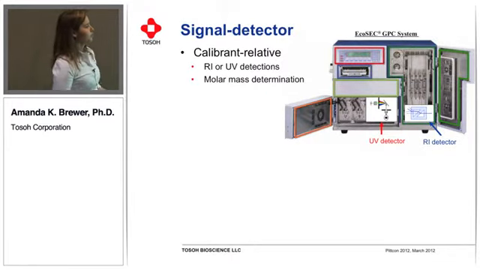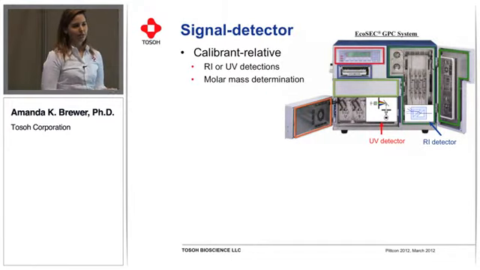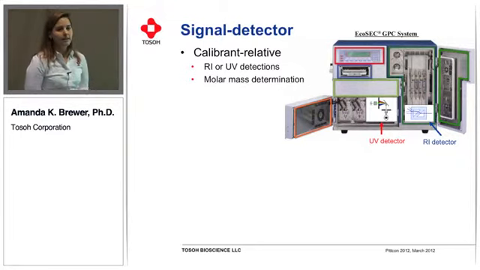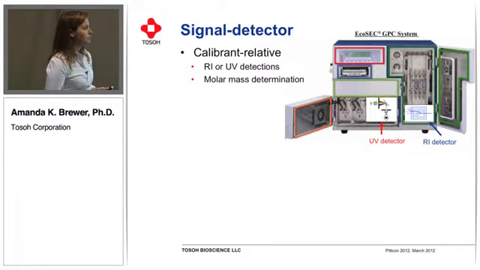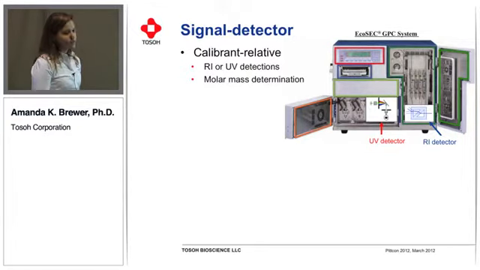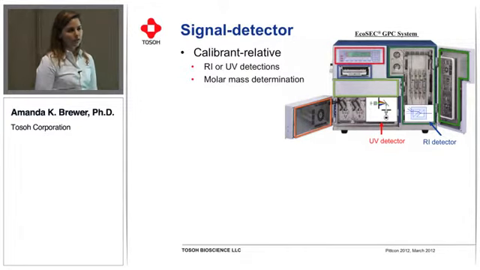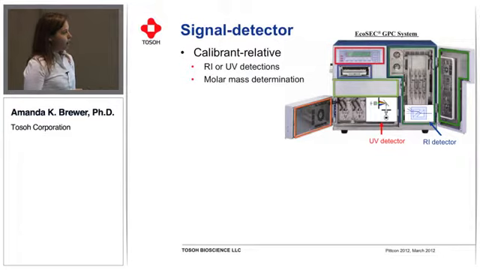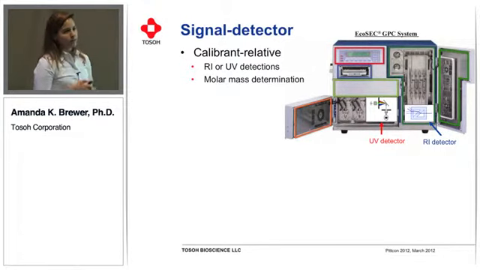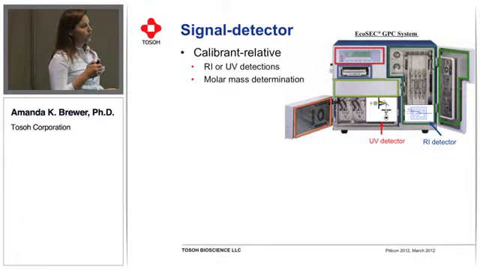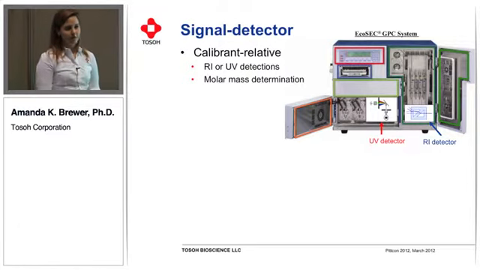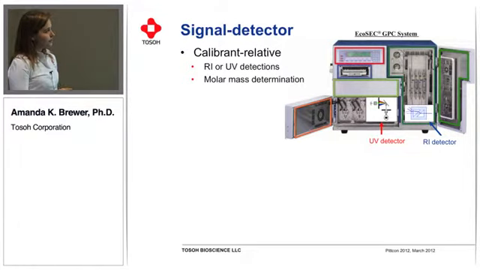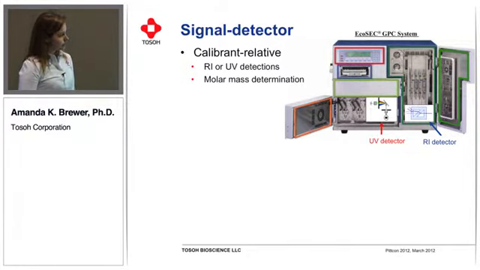So let's start with what you're probably most familiar with, single detector SEC. Like I said, everything tends to be calibrant relative. If you look here, I have an SEC system. This is the EcoSEC GPC system that TOSOH sells, but basically what we need here is a pump, an auto injector, a concentration detector, and SEC columns. The EcoSEC, here, has the RI detector and the UV detector.